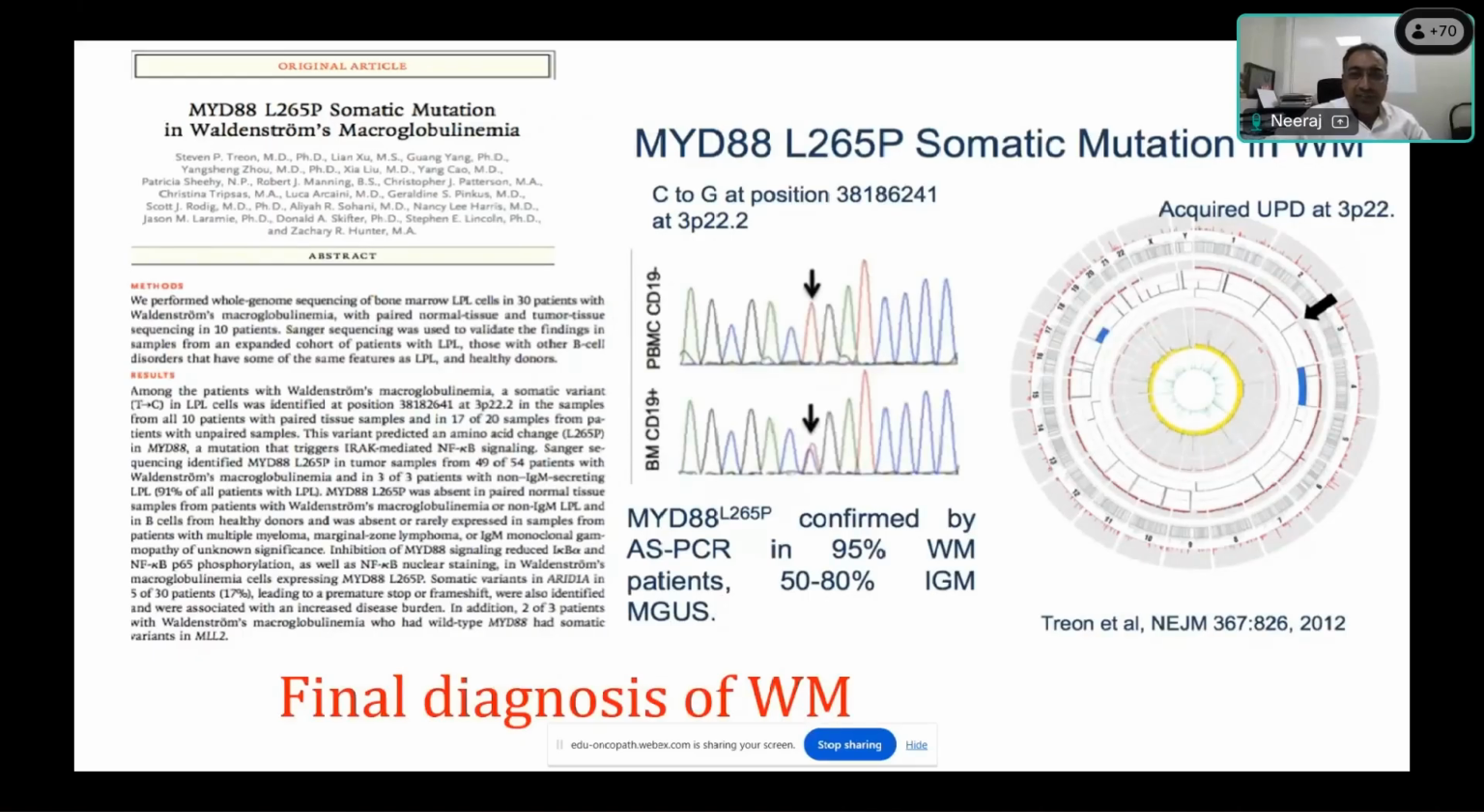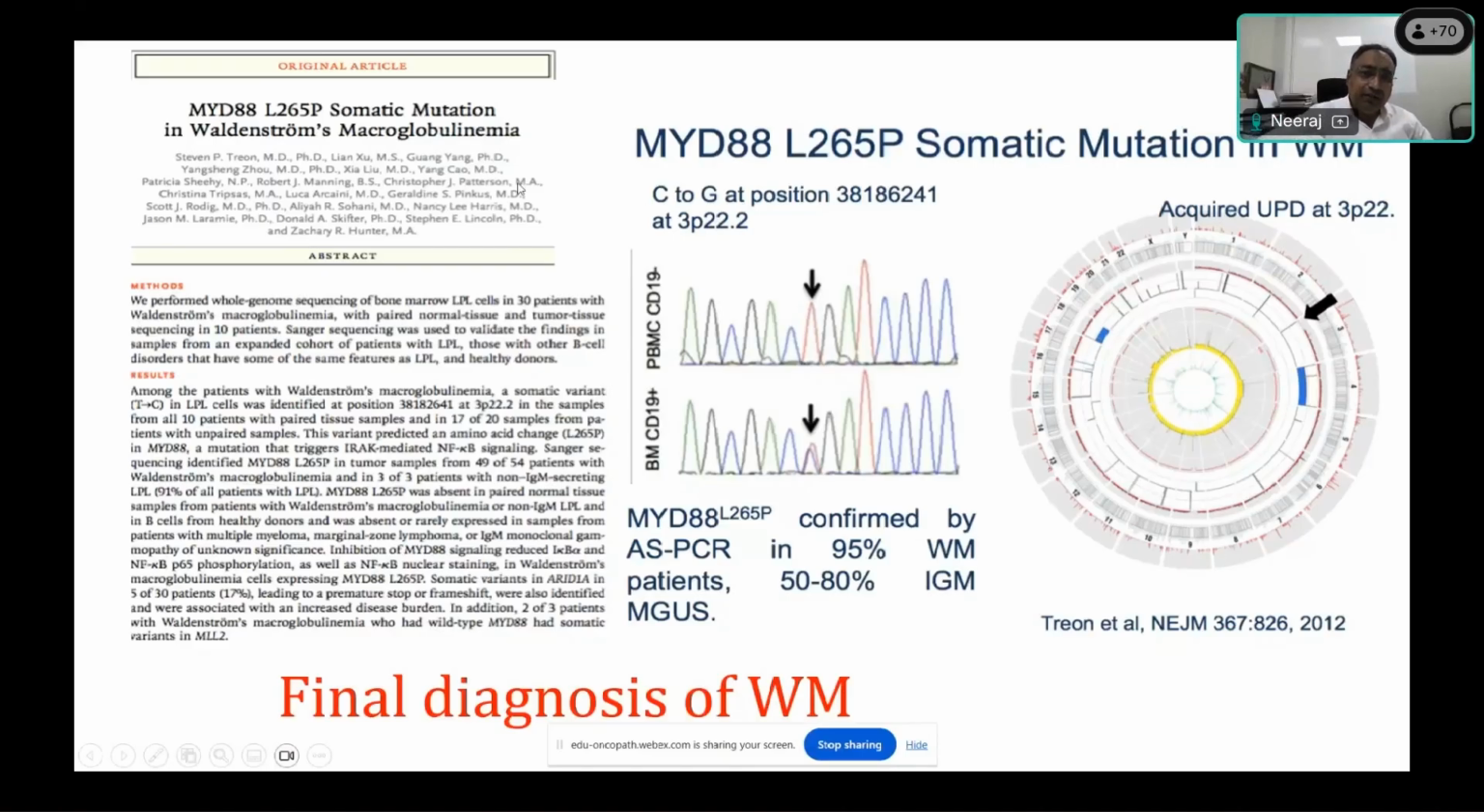This specific mutation is present in almost 80 to 90% of cases of Waldenström macroglobulinemia. So this is not a disease-defining entity, but whenever you have this mutation, you need to rule out whether this is a Waldenström or not. Rarely, some other diseases like CLL and marginal zone, 5 to 6% of cases, but not in IgM myeloma.